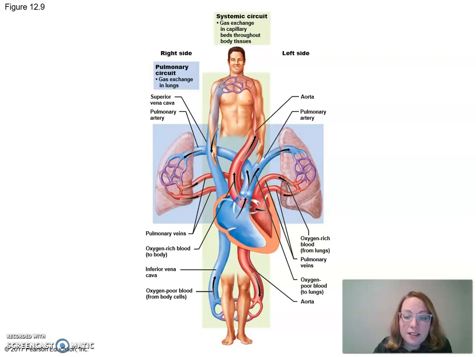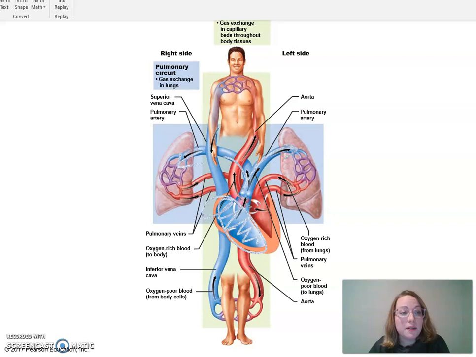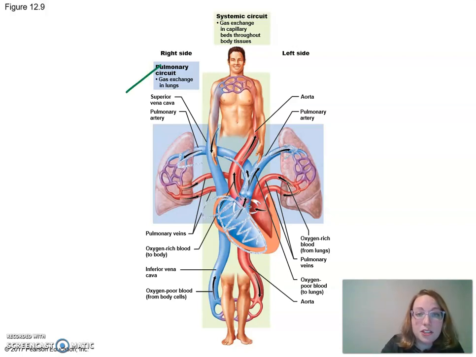We've got our right side. Our right side of our pump pumps to our lungs. What do you think it picks up there? Oxygen. So the right side of our heart is called the pulmonary circuit. It pumps for the pulmonary side to pick up oxygen from the air we're breathing in and to drop off carbon dioxide. It goes to lungs. Pulmonary has to do with lungs.